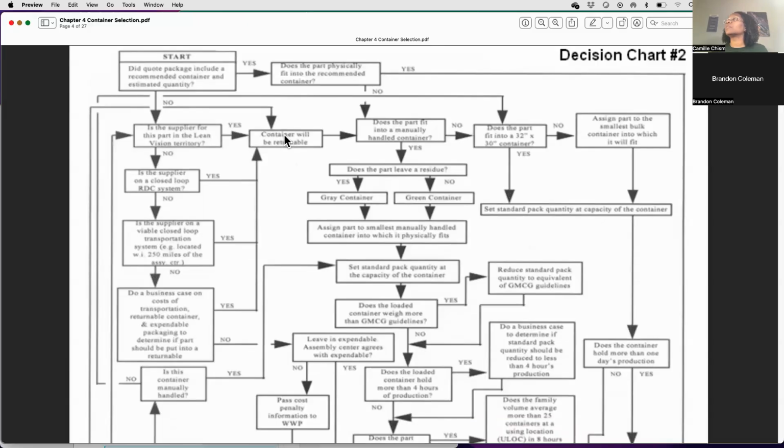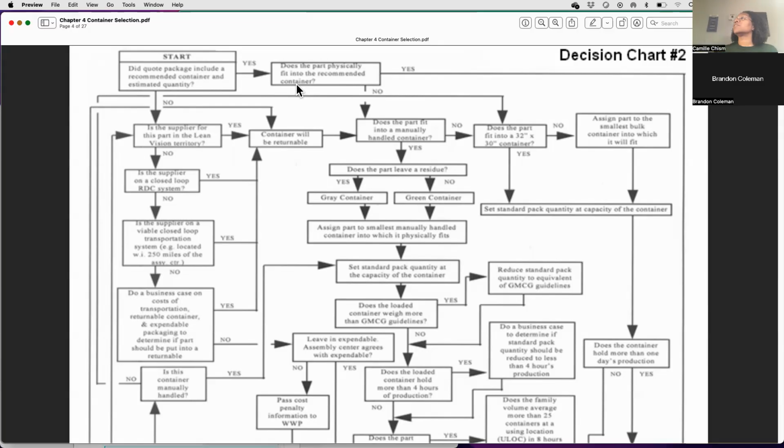So now you can see this is the meat of this whole decision chart. Back up to here, because I want to make sure I cover that, because that's what I was kind of talking about first. If the quote package does include a recommended container, again, maybe they recommended this one versus this one, okay? Does the part physically fit into that recommended container?